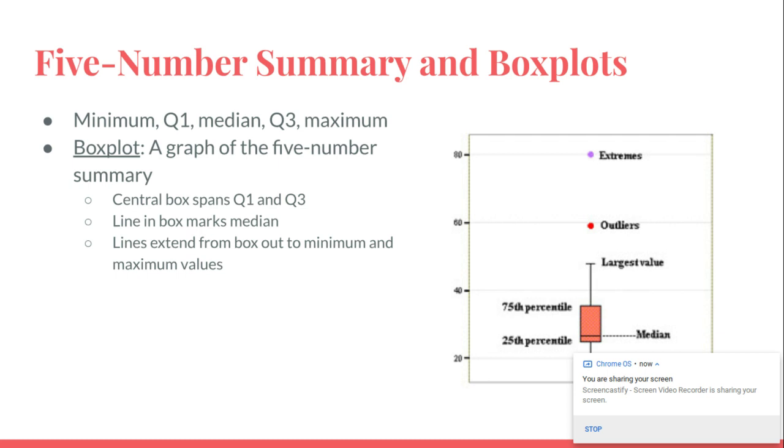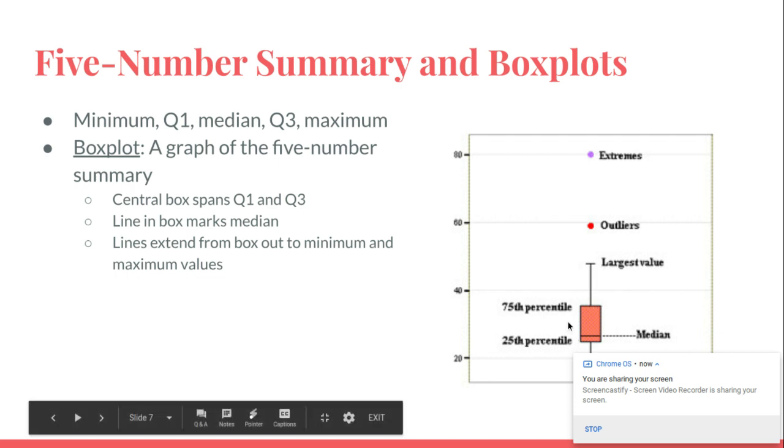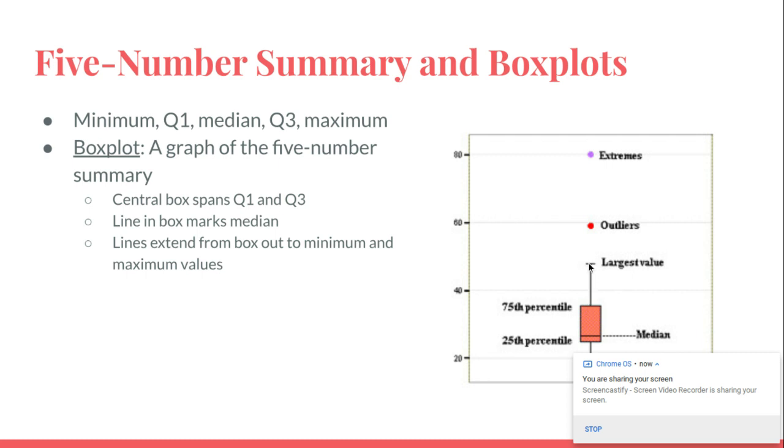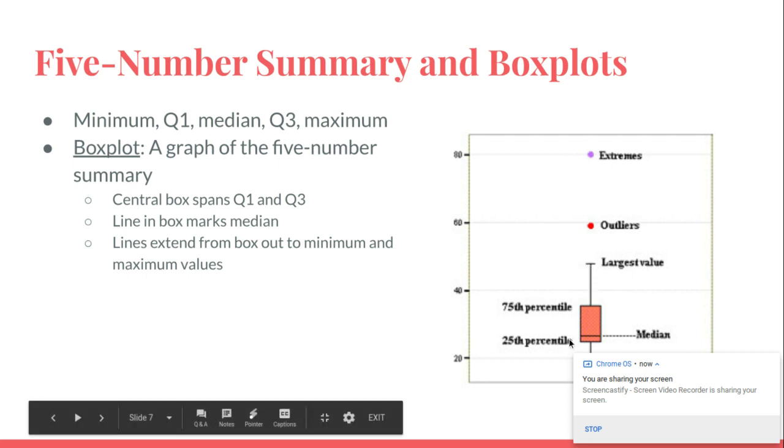The 5-number summary just displays the minimum, quartile 1, median, quartile 3, and maximum values. A box plot is just a graph of the 5-number summary, so the central box spans quartiles 1 and 3, and the line in the middle marks the median, and then the lines that extend out from the box go to the minimum and maximum values.